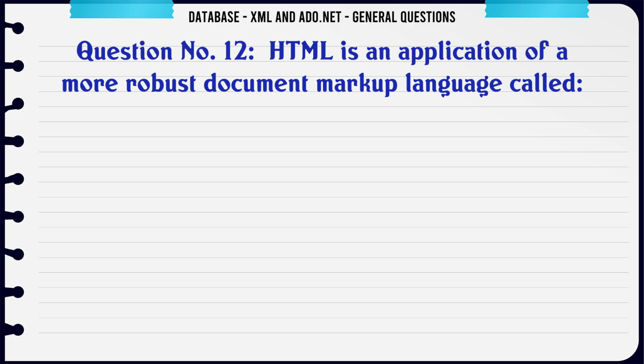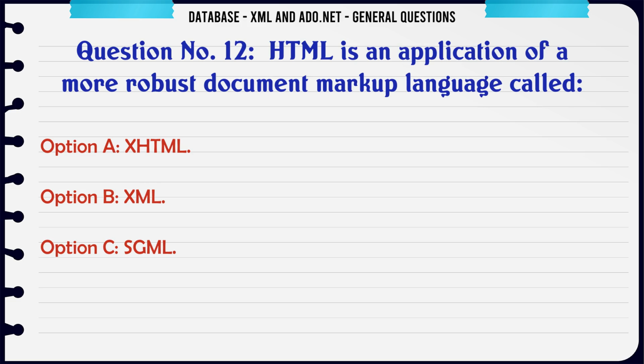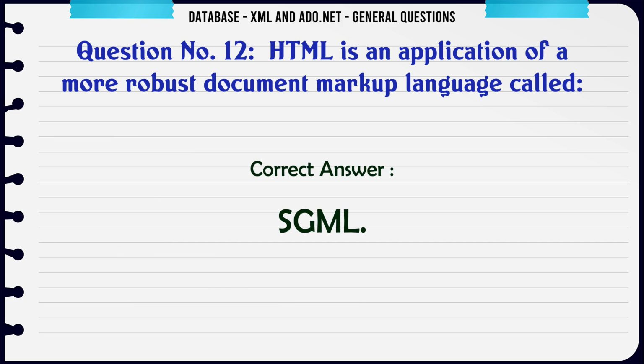HTML is an application of a more robust document markup language called A. XHTML, B. XML, C. SGML. D. None of the above is correct. The correct answer is SGML.